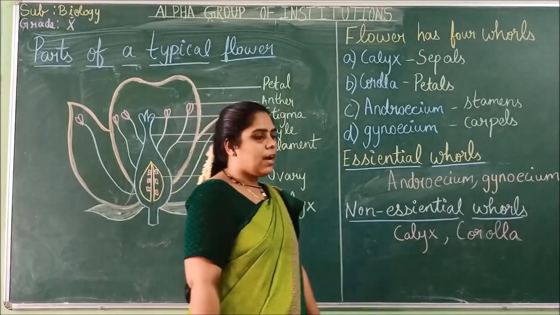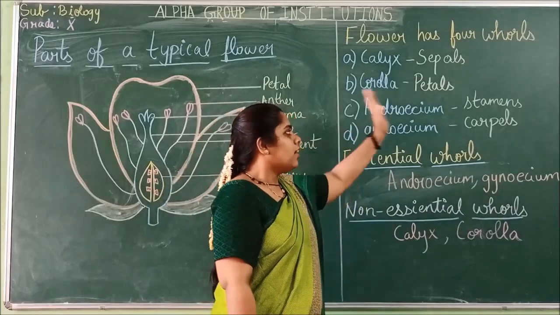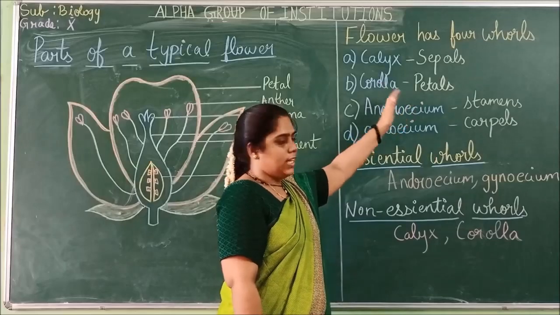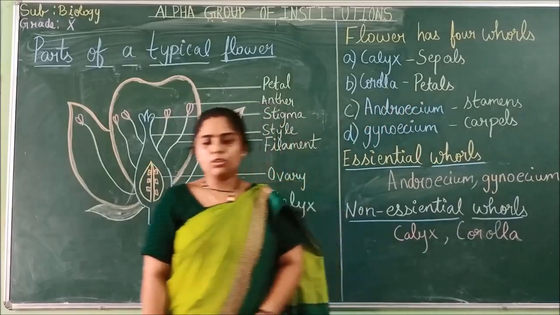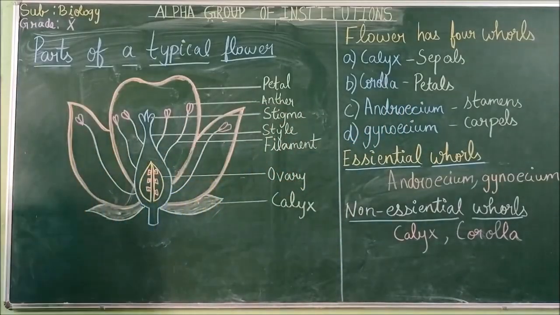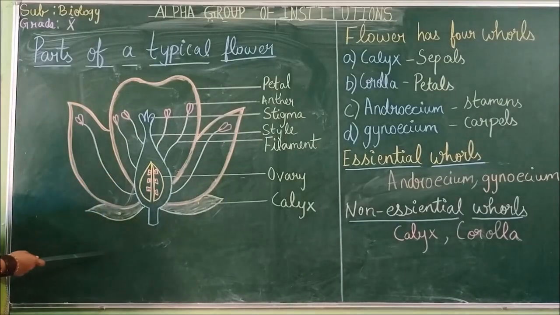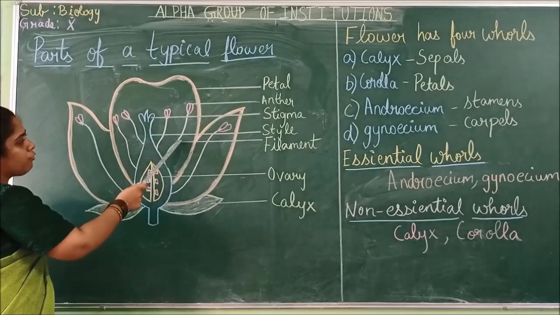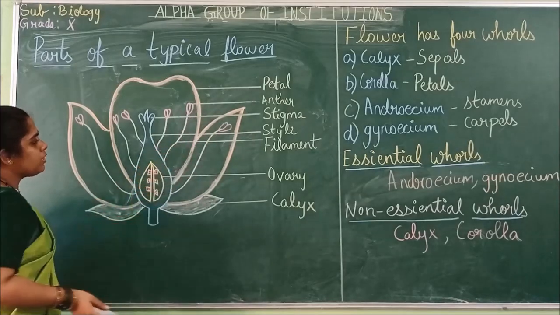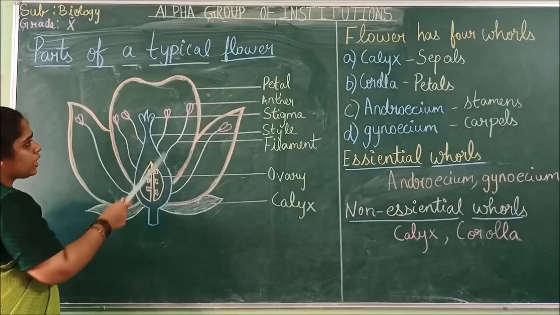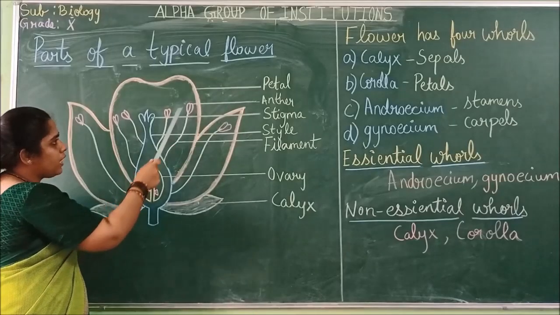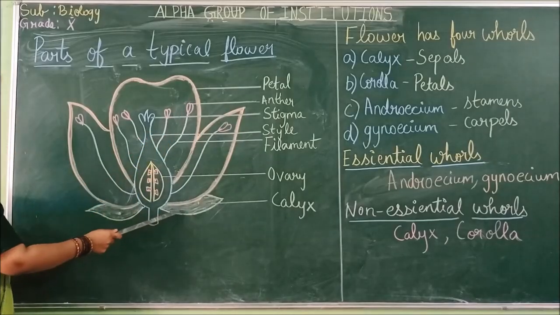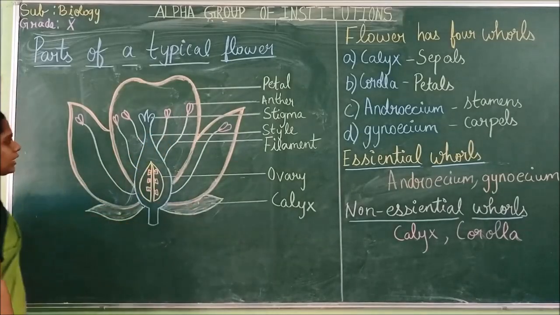So these are the parts of the flower. I'll give you a short recap from the first. This is the diagram of a typical flower. Here you have ovary, style, stigma, filament and anther. The first three together are called the gynoecium, and filament and anther are called the andrium. The petals are present, and below here you can find the calyx.